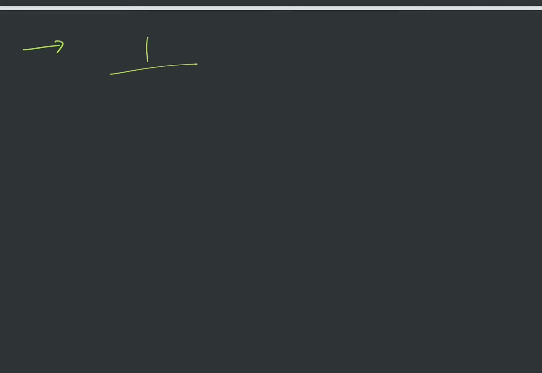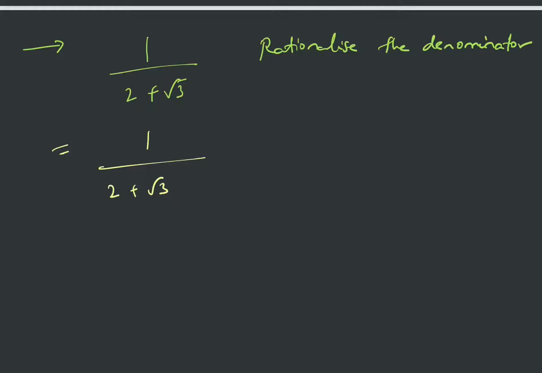Say you have 1 by 2 plus root 3, right? So in the denominator you have an irrational number, because root 3 is irrational. So 2 plus root 3 is also entirely irrational. If I ask you to rationalize the denominator, how will you do this? You just multiply and divide this number by a conjugate. And what is its conjugate? 2 minus root 3. So multiply and divide with 2 minus root 3.